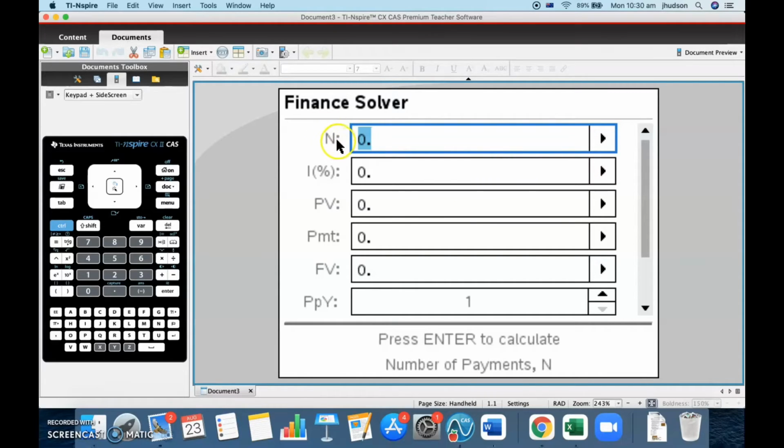N means the number of years that your investment is going for. So if you're told that the investment's for 5 years, N would be 5. If you're told it's for 10 years, N would be 10. I, this one here, is the interest rate, and that's as a percentage. So if you're told the interest rate is 5%, you'd put 5 in there. If you're told that it's 10%, you'd put the number 10 in there. PV means, and if you click on these things, it actually tells you what they are down the bottom here, PV is the present value.